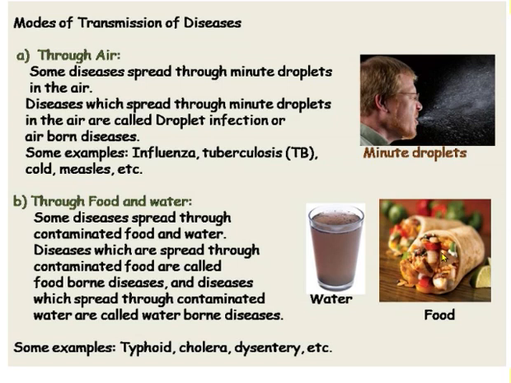Similar other methods are given for how these germs spread from one person to another. In your book, you will go through this topic. Some diseases spread through contaminated food and water. Diseases which are spread through contaminated food are called foodborne diseases. Here, contaminated means the food that contains germs. And the diseases which are spread through contaminated water are called waterborne diseases. A few examples are typhoid, cholera, dysentery, etc.